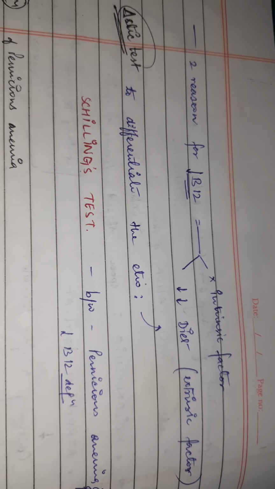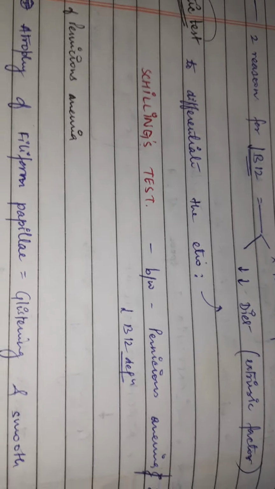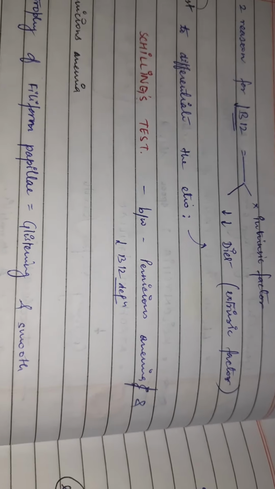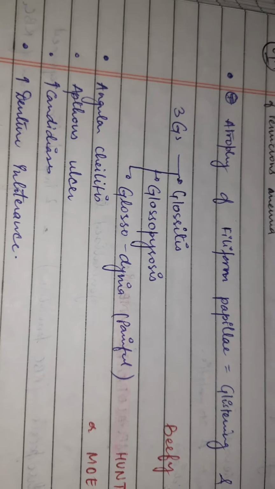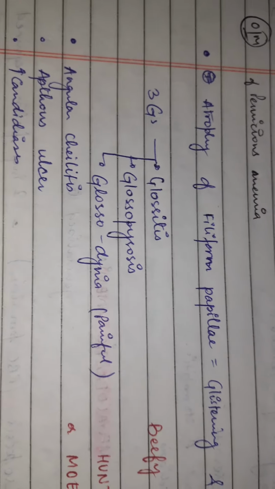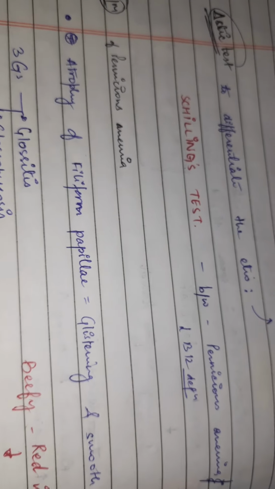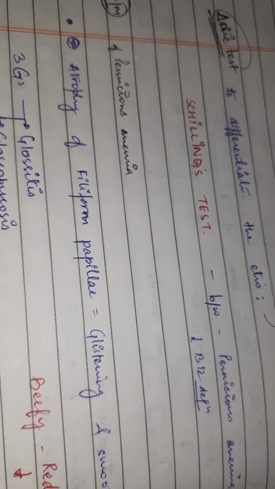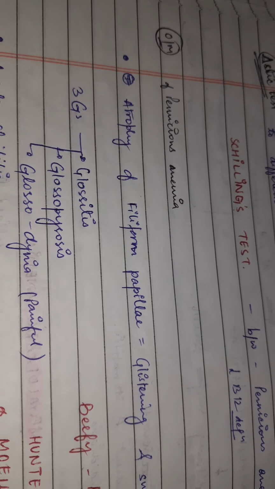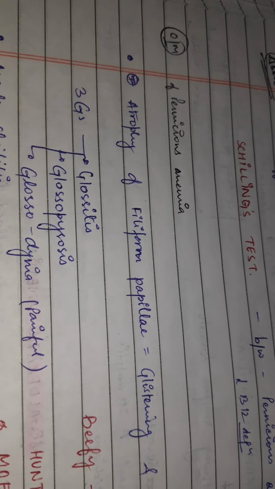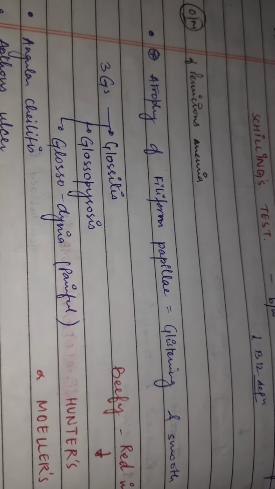Diagnostic test to differentiate the etiology: the Schilling test differentiates between pernicious anemia and vitamin B12 deficiency. Now, oral manifestations: atrophy of filiform papillae, with the tongue becoming glistening and smooth.